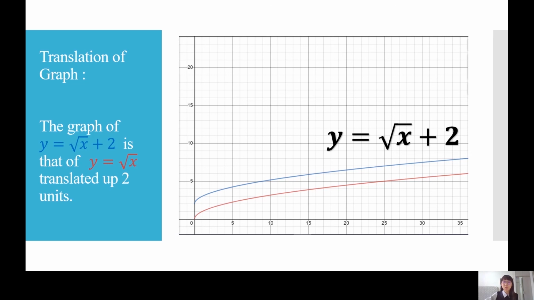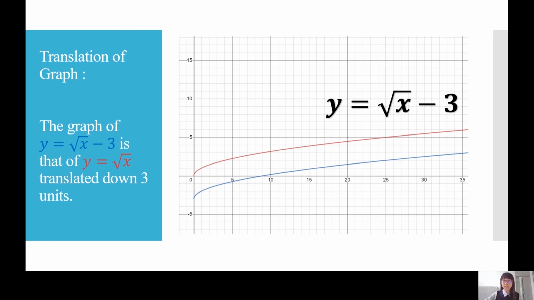The first one is when I want to translate 2 units up from the basic graph. I assume that the red line graph is the basic graph, which is y equals the square root of x. The blue line graph represents after translating 2 units up from the basic graph. The second example is when I translate 3 units down from the basic graph. As usual, I assume that the red line graph is the basic graph and the blue line graph represents the graph after translating 3 units down from the basic graph.